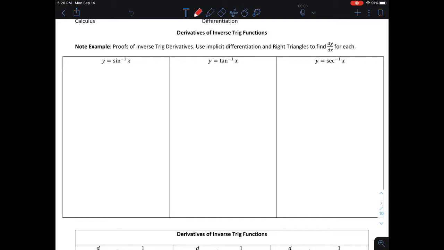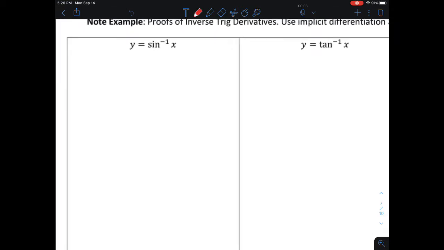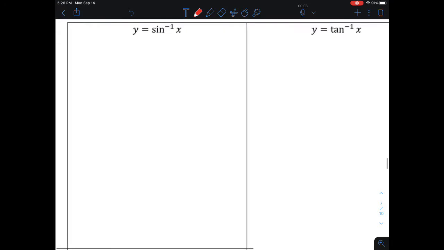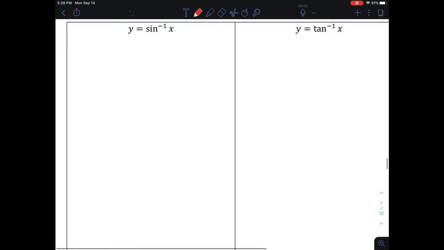And so what we're going to do is start here with y equals the inverse sine of x, and we want to determine what is the derivative of inverse sine. Now note, you cannot use the power rule here because that exponent here means inverse sine or arc sine, not sine to the -1 power.